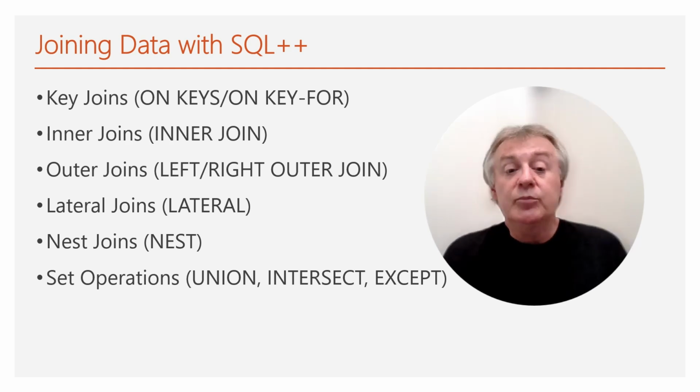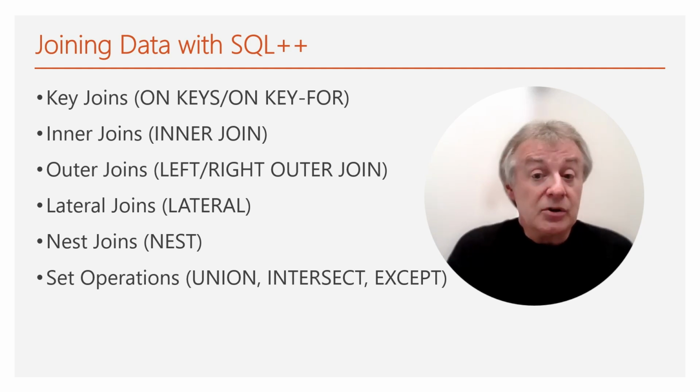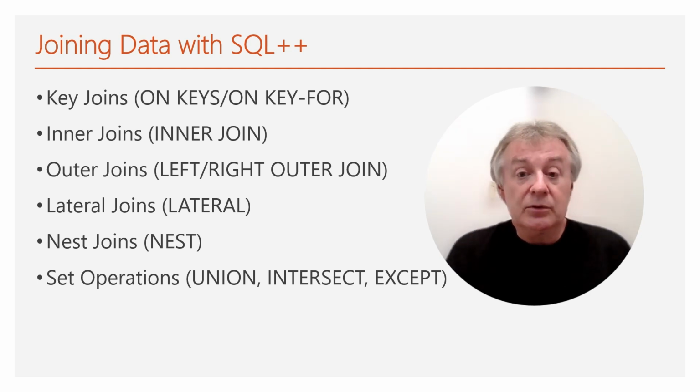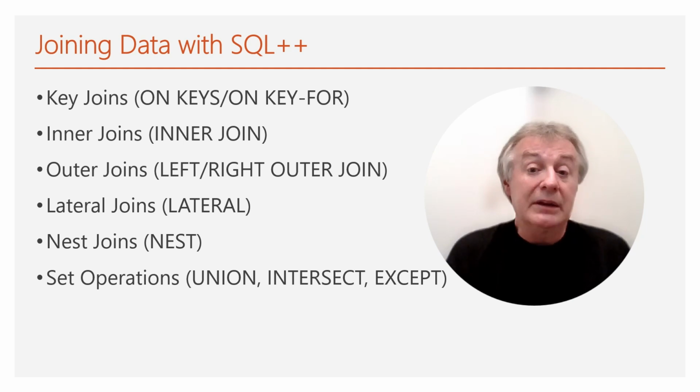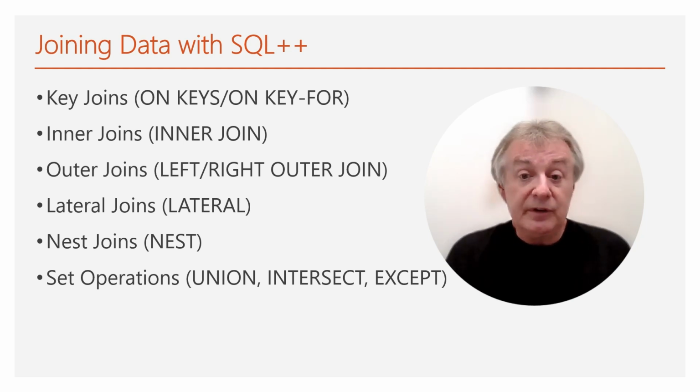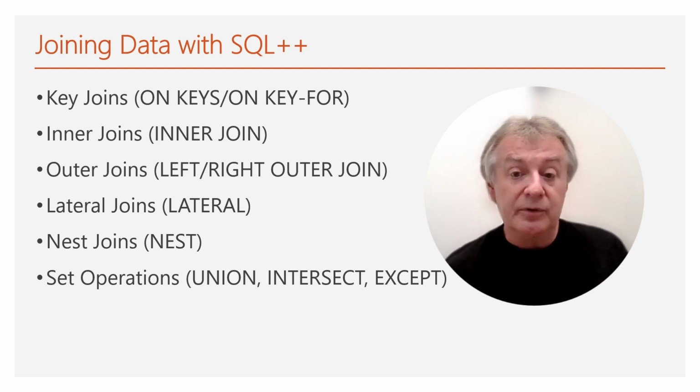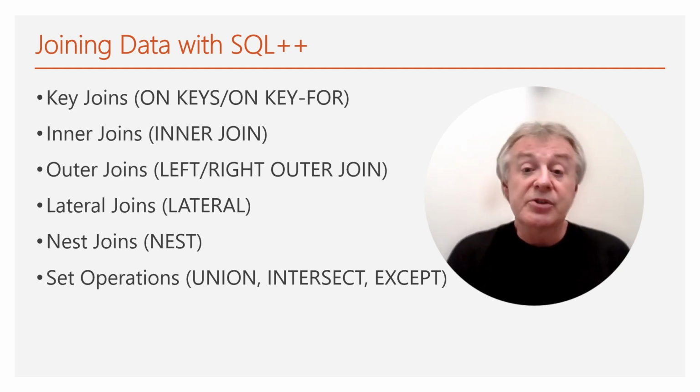I will end up with set operations: union, intersect, except. You remember I mentioned the set operations when talking about arrays, because we have some built-in array functions that perform this, but on arrays. Here, in this case, they perform this on specific objects that you select from a collection.